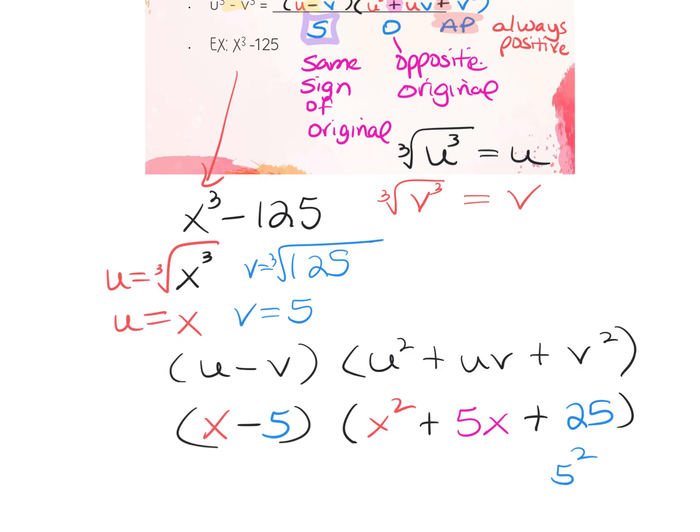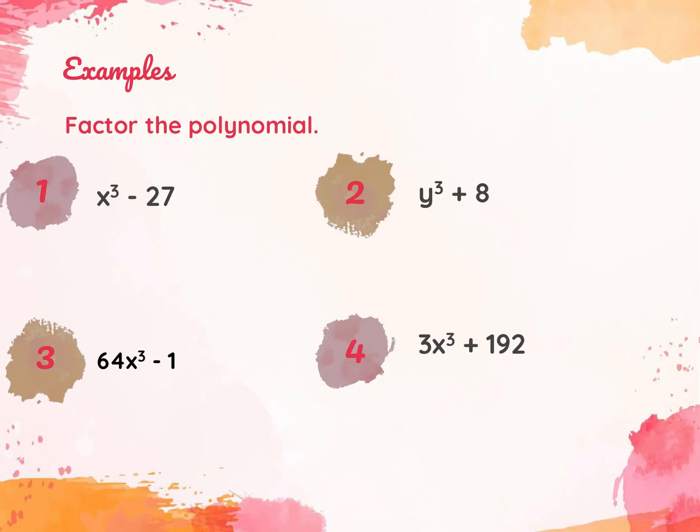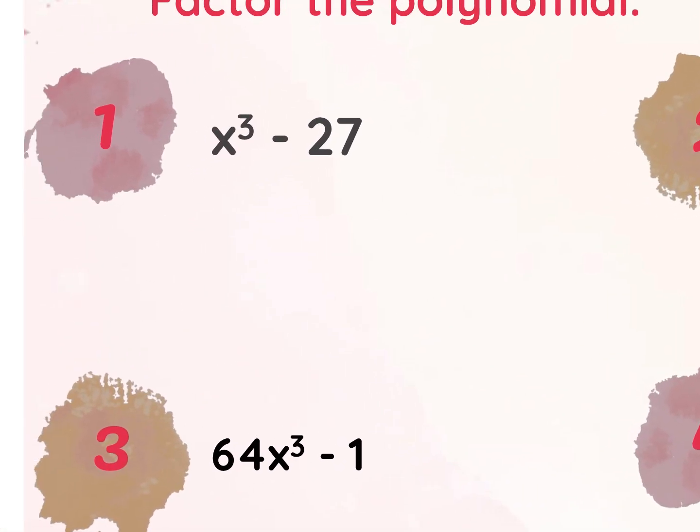Let's try some more examples. You should always be looking for a greatest common factor first. However, the first 3 examples here do not have a GCF that you can divide out. But when we get to number 4, that one does have a GCF. But let's go ahead and take them one at a time.